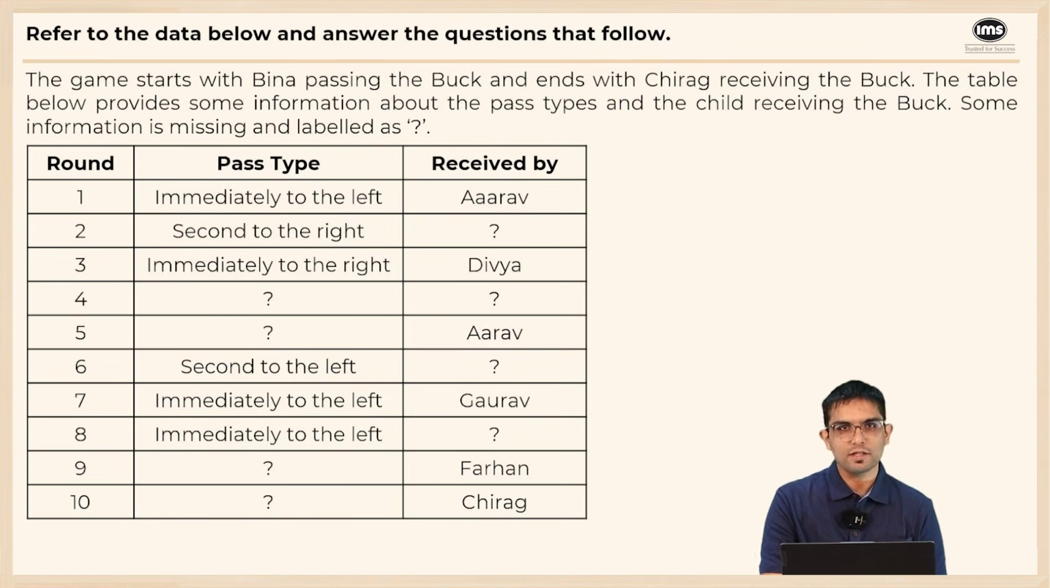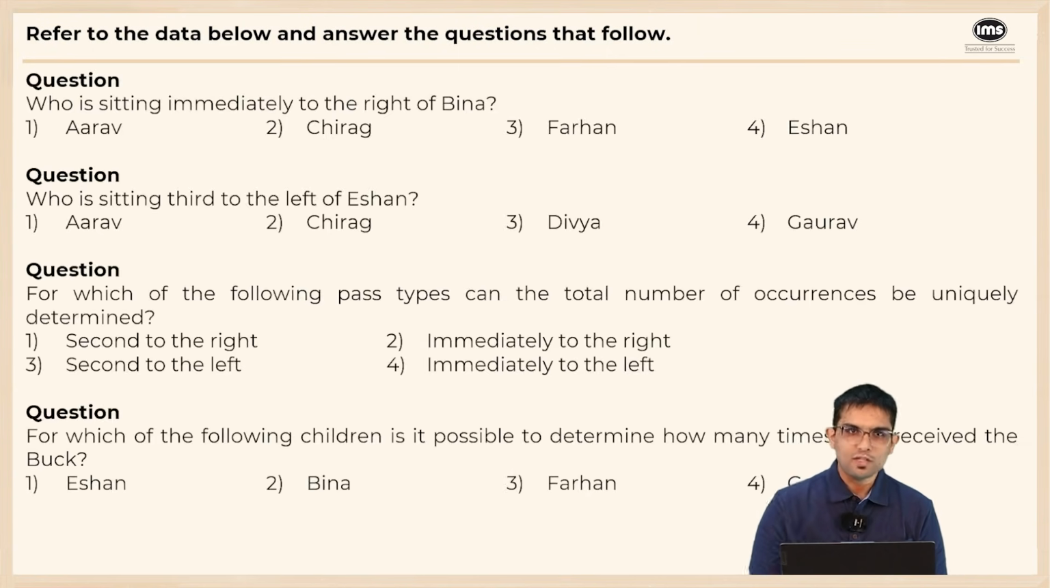But before solving, let's understand the questions. So the questions are, who is sitting immediately right to Beena? Who is sitting third to the left of Ishan? For which of the following pass types can the total number of occurrences be uniquely determined? And for which of the following children is it possible to determine how many times they have received the buck? So all of these seem to be direct questions. If I see the difficulty level, it's a circular arrangement, we have definitely seen this kind of set before, and the questions are also very straightforward. So this was a set that was to be done during the paper. Let's try and solve this.